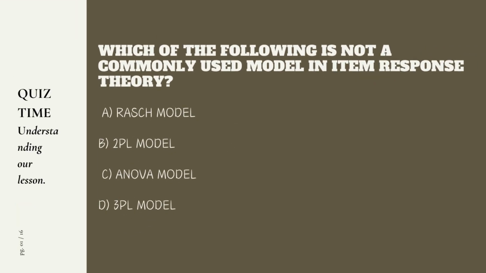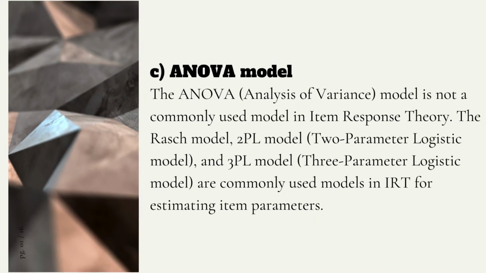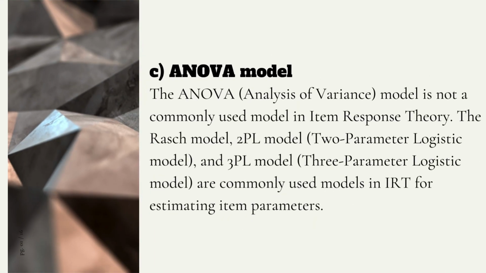Which of the following is not a commonly used model in item response theory? A. Rasch model. B. Two-parameter model. C. One-way ANOVA model. D. Three-parameter model. Letter C. The one-way analysis of variance model is not a commonly used model in item response theory. The Rasch model, 2PL model, two-parameter logistic model, and 3PL model, three-parameter logistic model, are commonly used models in IRT for estimating item parameters.